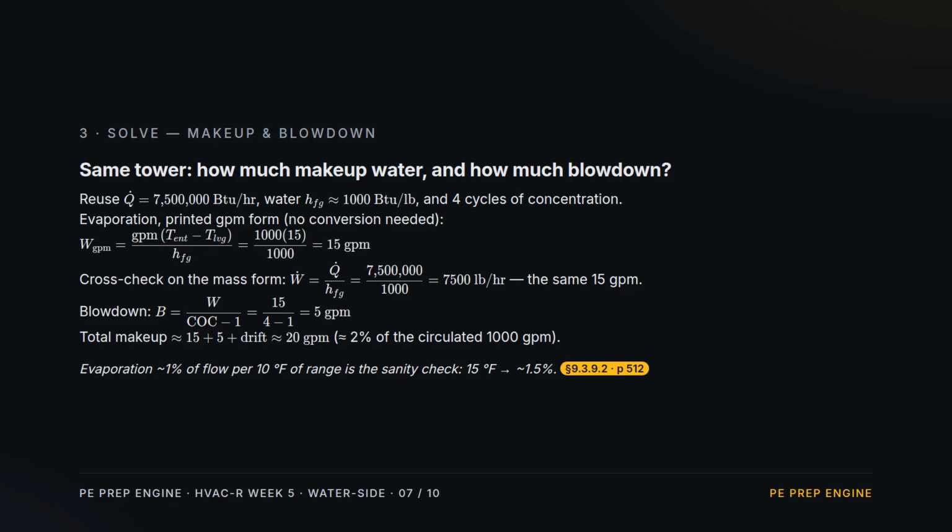Solve. Part 2. Makeup and blowdown. Use the printed GPM form directly. Flow times range over the latent heat gets 15 gallons per minute of evaporation, and the mass form checks to the same number. Blowdown is that evaporation over cycles of concentration minus 1. 5 gallons per minute at 4 cycles. Add a little drift, and total makeup is about 20 gallons per minute, roughly 2% of the circulated flow.